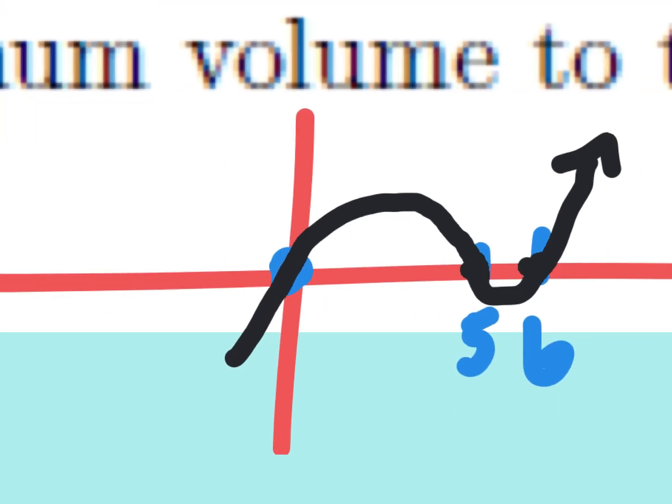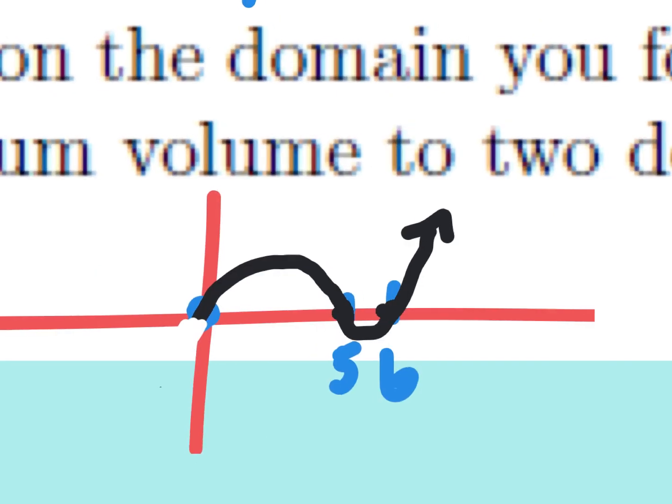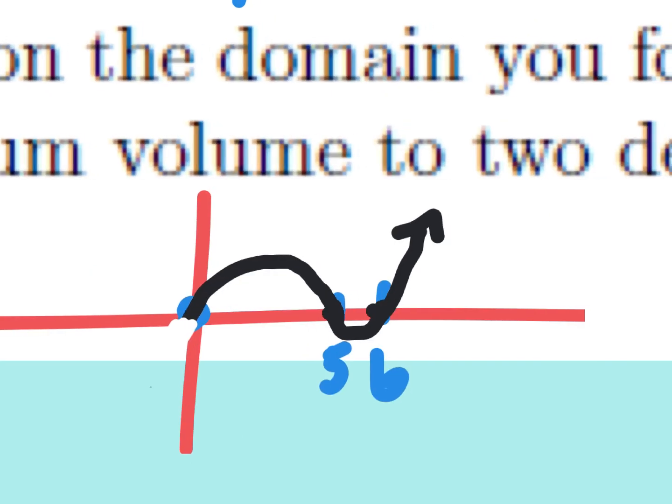Could you possibly have an x that was less than 0? No, because you can't have a negative box. And now, what was our x constraints? X could only be between what and what? 0 and 5.